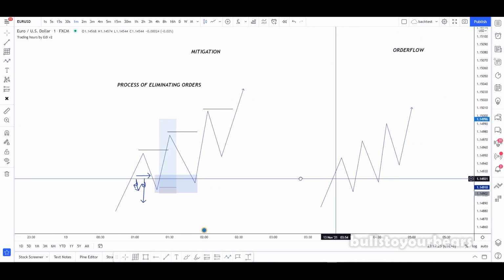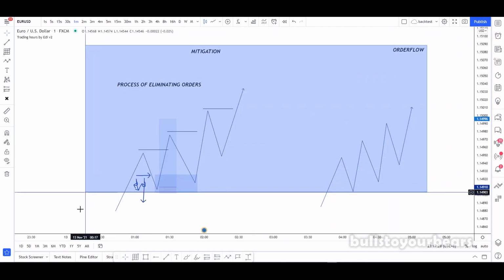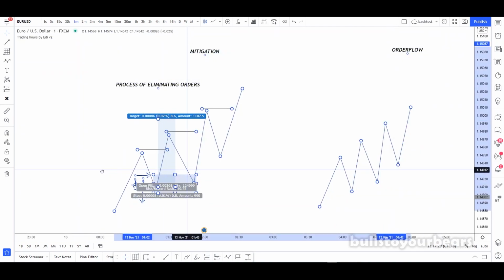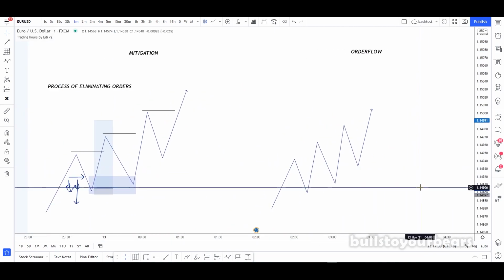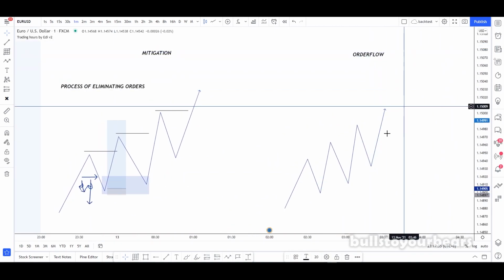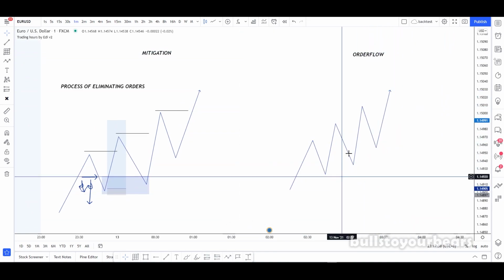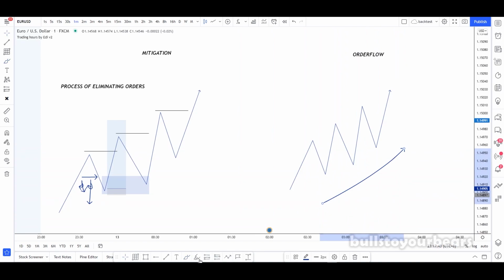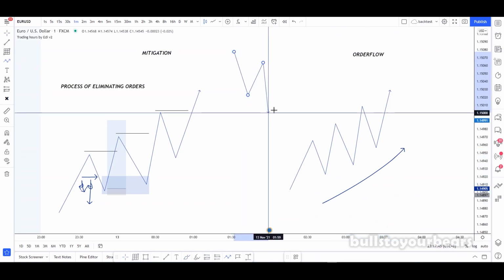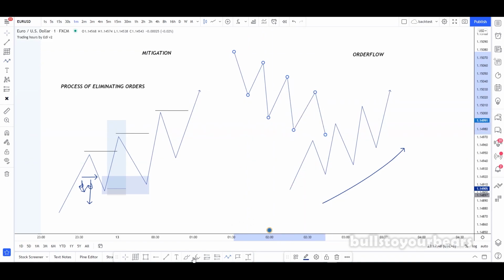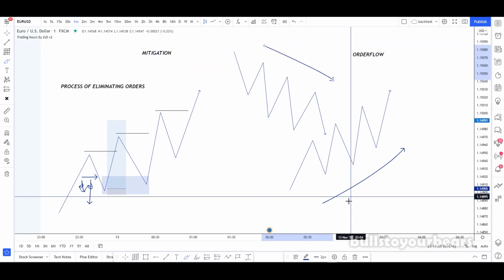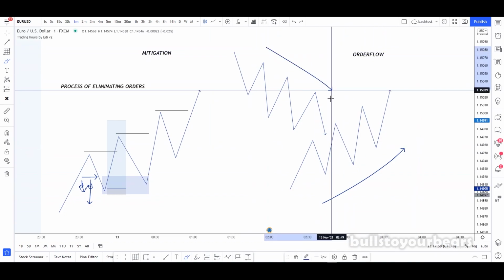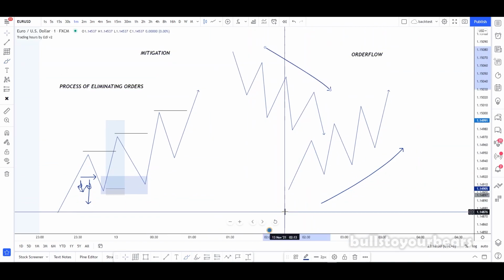I can't zoom in. Okay, so order flow. What can we see from here? I'm just going to move everything here. Okay, so this is order flow. What kind of order flow is this? This is a bullish order flow. As simple as that. And if you see something like this, what kind of order flow is this? This is a bearish order flow. So this is a bearish order flow, this is a bullish order flow.